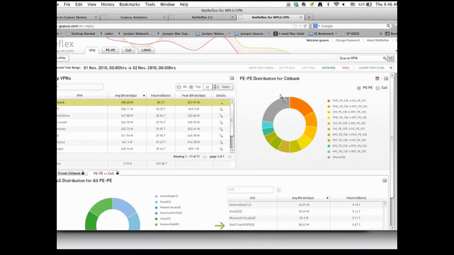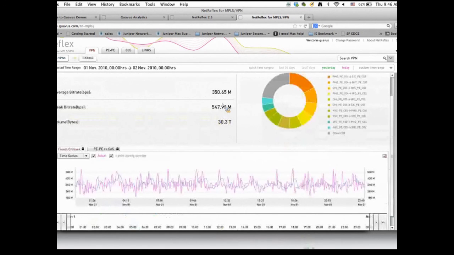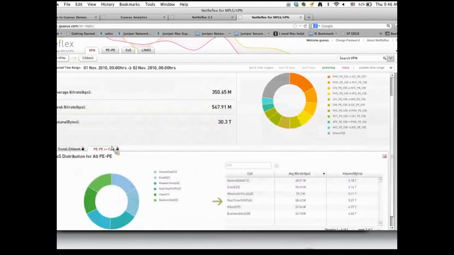What are the classes of service for all the PEs there, what type of classes of service, what is the average bit rate, what is the volume in there, and so on. And you can actually drill down further on this, and go into things like, what is the trend analysis for these things? What are the PE to classes of service? What is the average bit rate, and so on.